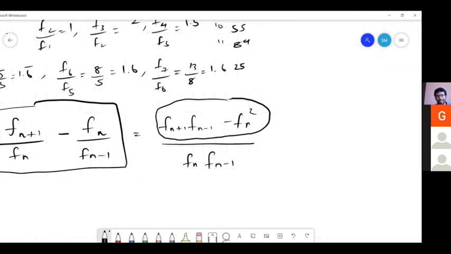If you see the difference of these successive ratios, this is another property of the Fibonacci sequence: you take any Fn, take its square and subtract from it the product of the predecessor and the successor. The difference is always plus or minus 1. So this is plus or minus 1 divided by Fn into Fn minus 1. This is the difference of the two successive Fibonacci ratios.